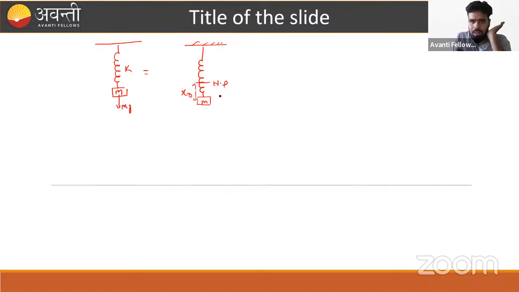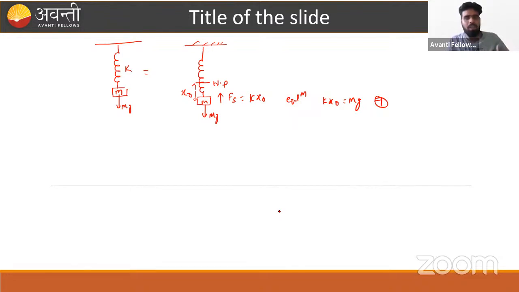So what is the spring force? This is kx naught. What is the mg force? That is mg. And it is the situation when mg is balanced by kx naught. So this is our equilibrium position, and at equilibrium, kx naught equals mg. I hope this is clear to everyone.